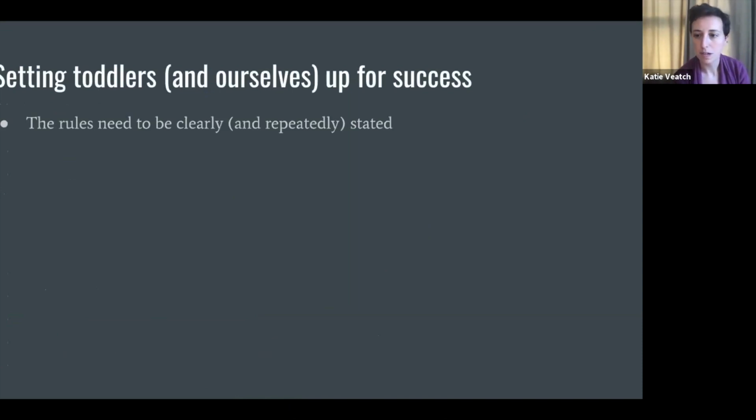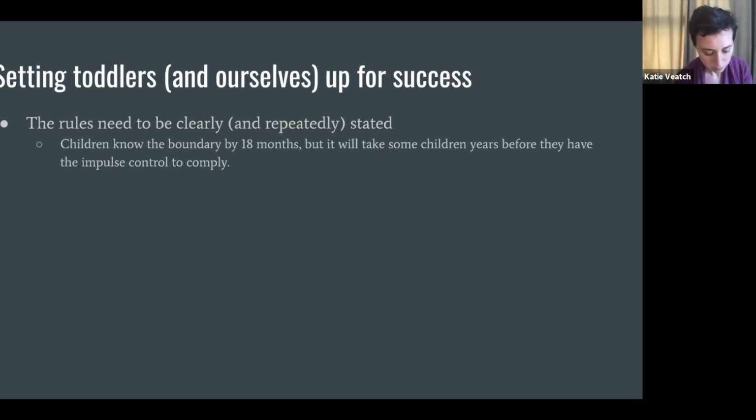So the rules, right? Let's talk about rule setting. The rules need to be clearly and repeatedly stated. We're going to say something once and they're not going to get it. We're going to have to say it 20 times. That's okay. That's why we're here. We learn through repetition. We still do. We're adults. We do it a little bit more in a socially acceptable way now, hopefully. But we did it all this way, and we all have to learn this way.